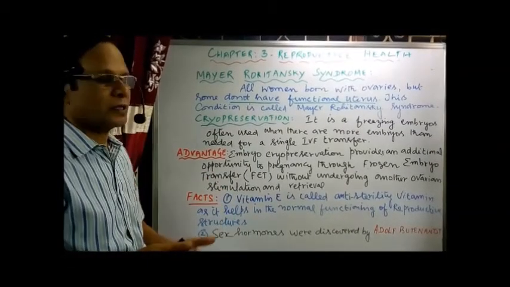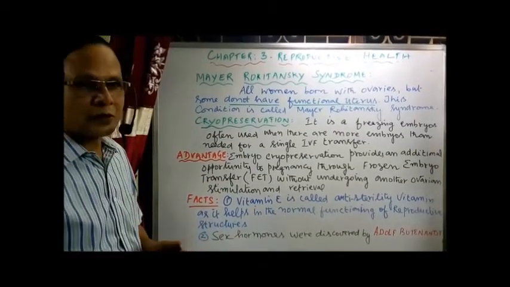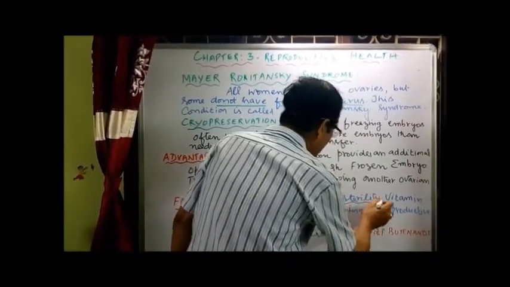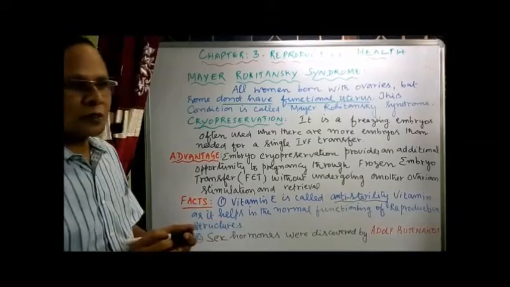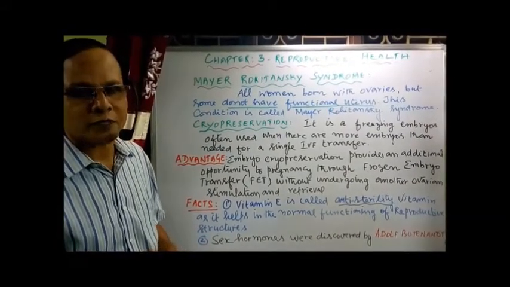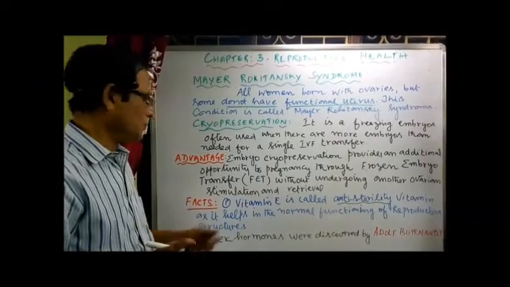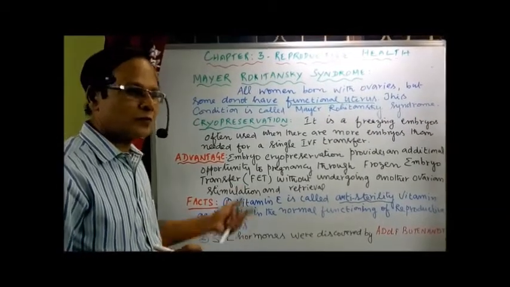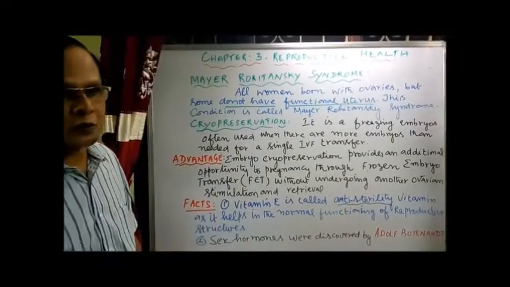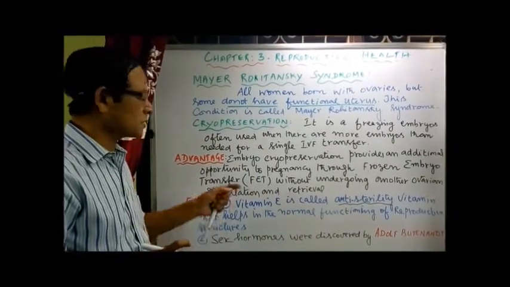Number one, vitamin E is aptly called the anti-sterility vitamin, because it helps in the development and normal functioning of reproductive structures. Number two, sex hormones were first discovered by Adolf Butenandt.